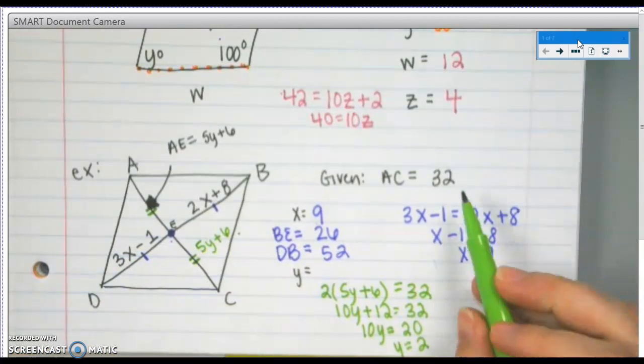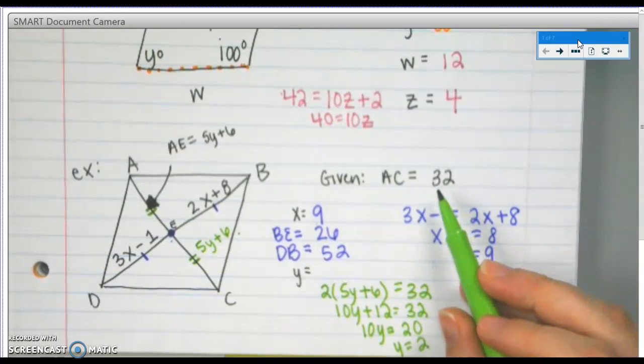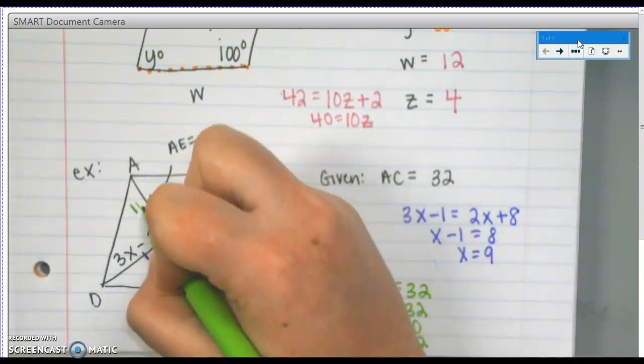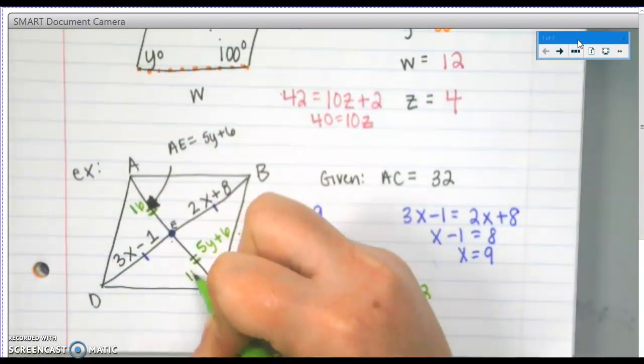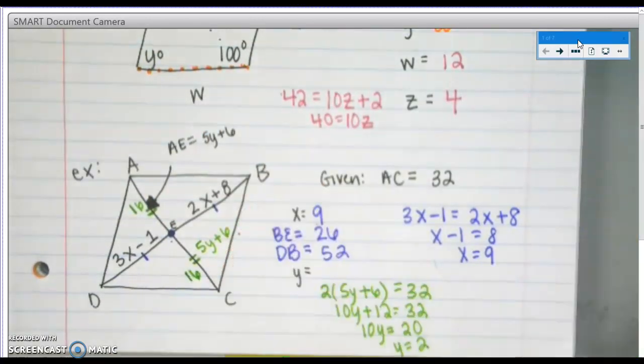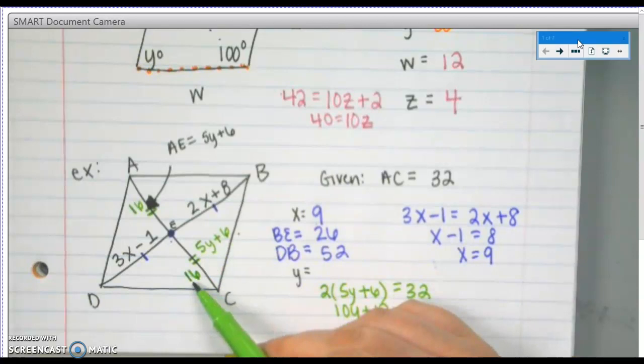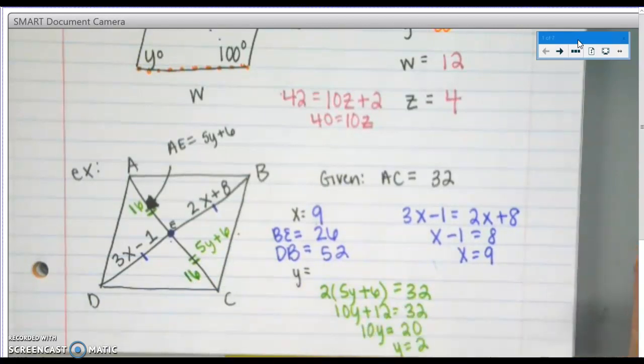The other thing that you could do for this is if you know from A to C is 32, then that means each of these is 16, because that's half of 32. So you could also solve 5y plus 6 equals 16, and it would give you the same thing. You would still get y is equal to 2.